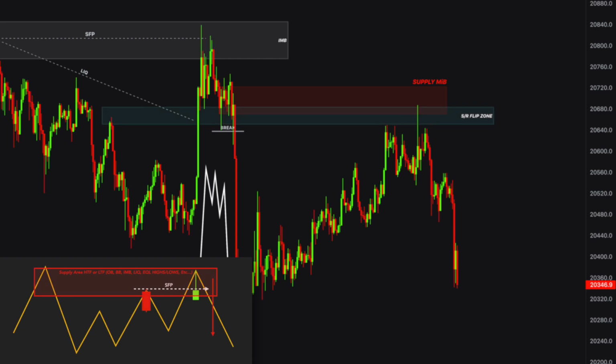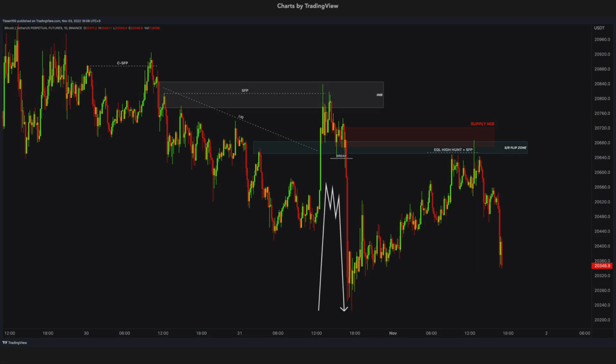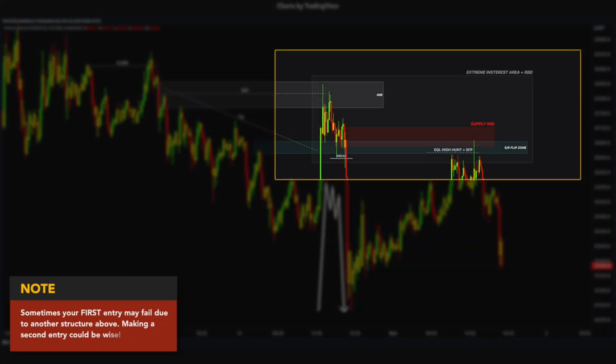Look at this, another support resistance flip area, which makes the area much stronger. To be honest, I did not check the lower time frames with this trade. Once I saw the equal highs hunt and swing failure pattern together, and the mitigation block with SR flip zone, enough confirmation for me. There is also this giant interest area to check.